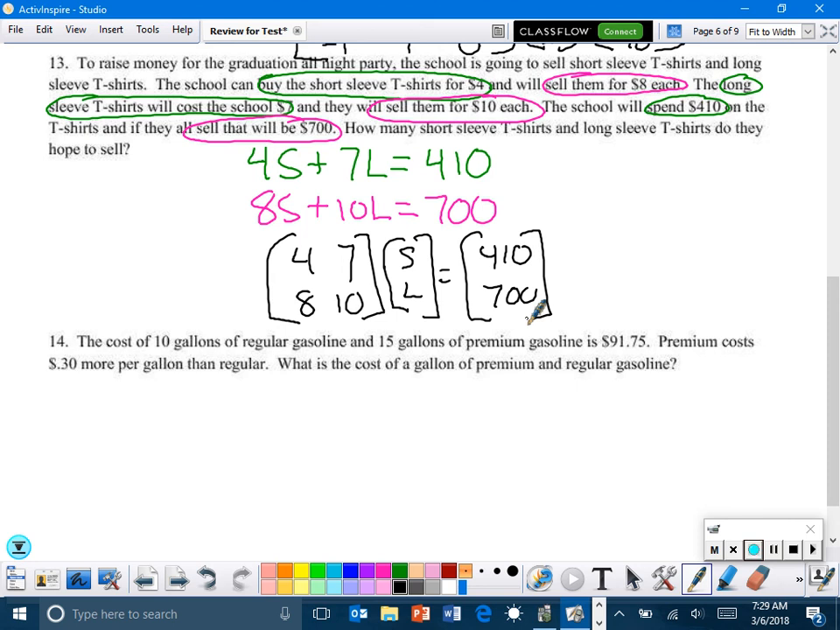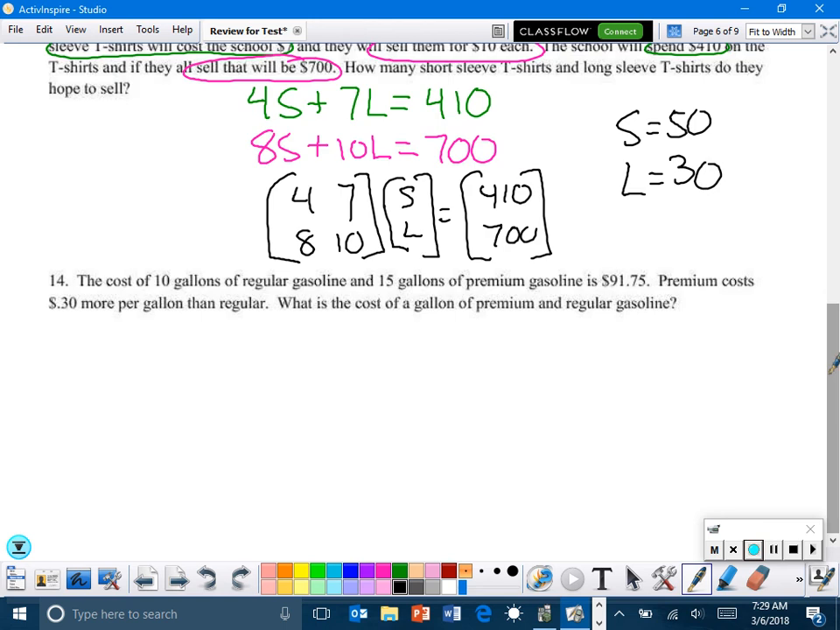And type that in, and you end up with 50 small or short sleeve and 30 long sleeve. Okay, one more.